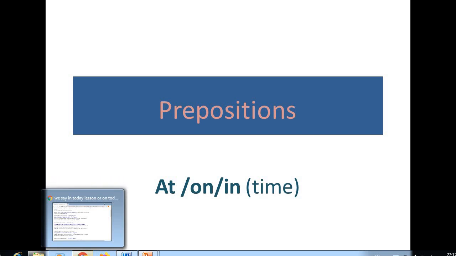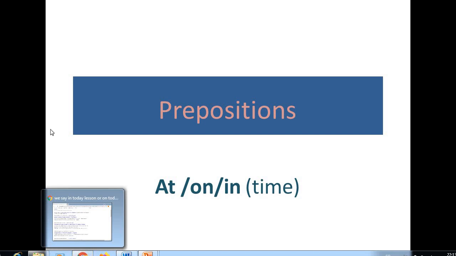Okay. So in today's lesson, we are going to talk about prepositions, but not all prepositions. We are going to deal only with at, on, and in, especially when we use them with time. We are going to see what the difference is between the three prepositions and when we can use each one of these, and we will give some examples.